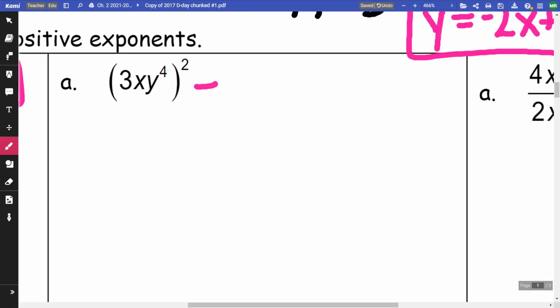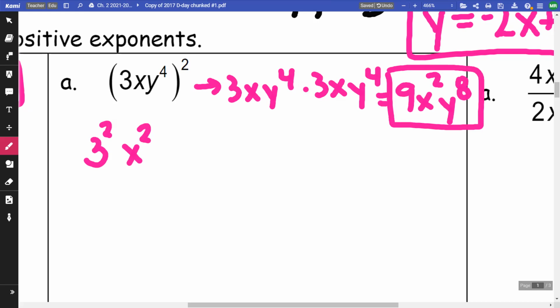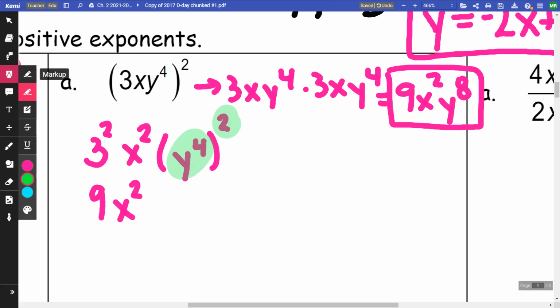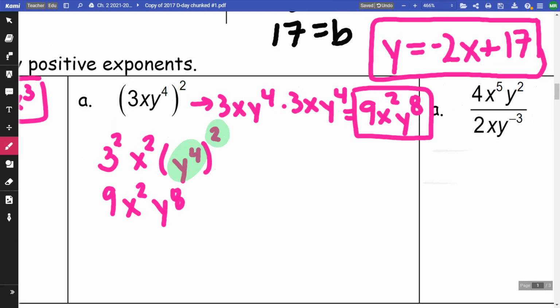On the next one, again, you can think of this as 3xy to the fourth times 3xy to the fourth. You can expand it. 3 times 3 is 9. X times x is x squared. And y to the fourth times y to the fourth, I add those exponents, I get y to the eighth. That's one way to go about doing this problem. Another way is like the last problem. My 3 is being squared, my x is being squared, and my y to the fourth is being squared. 3 squared is 9, x squared. And then when I have y to the fourth to the power 2, I call it power to power, we multiply. So the exponents 4 times 2 becomes an 8. And you see I got the same answer as when I expanded it. So do it whichever way you understand best.